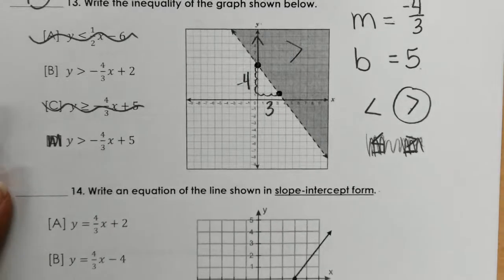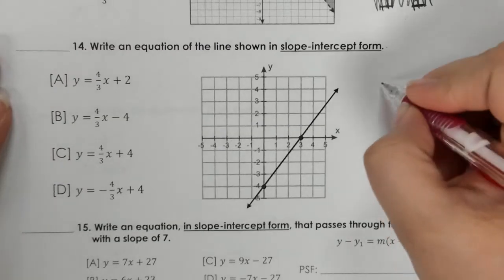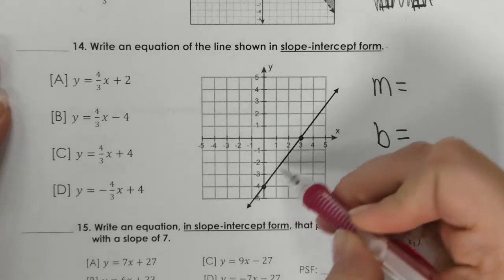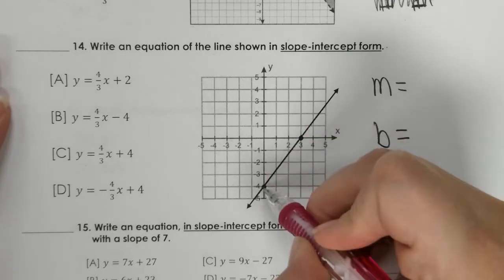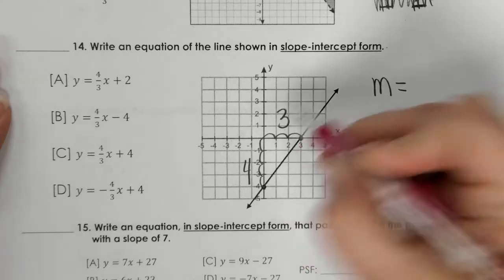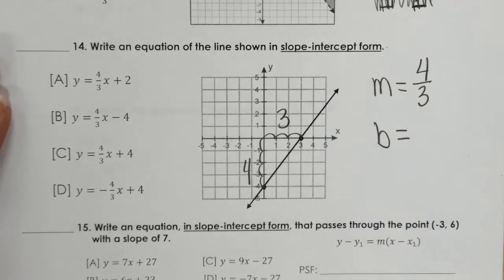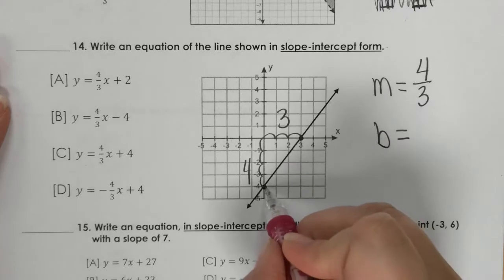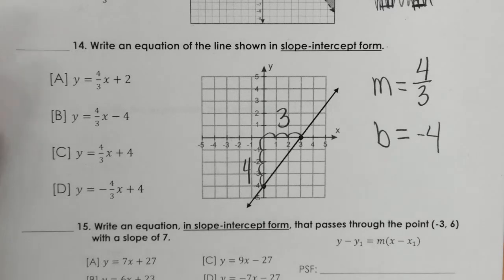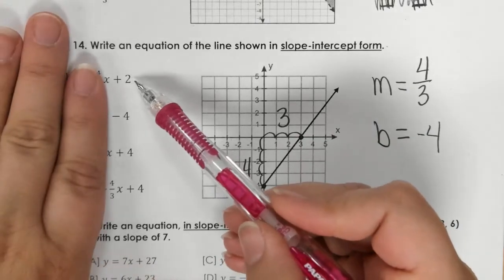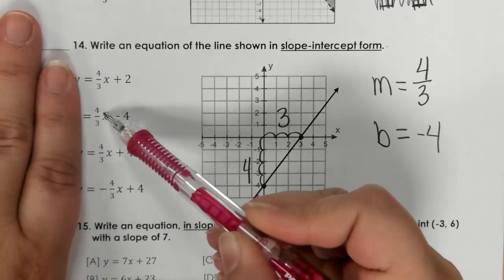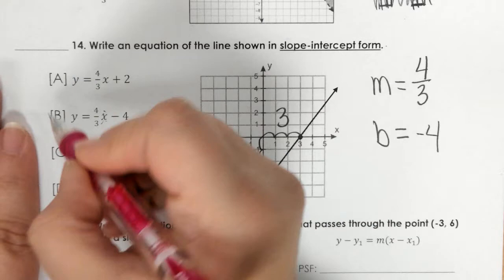Okay. Number 14, I'm finding two pieces of information, M and B. So first, from here to here, I need to find rise over run. So 4 over 3. And then where does the line cross the y-axis? It crosses there at -4. Okay, so really if I look at all my options, the only one that ends in a -4 is letter B. And then that should have to match the 4/3, which I already found. So B is my solution.